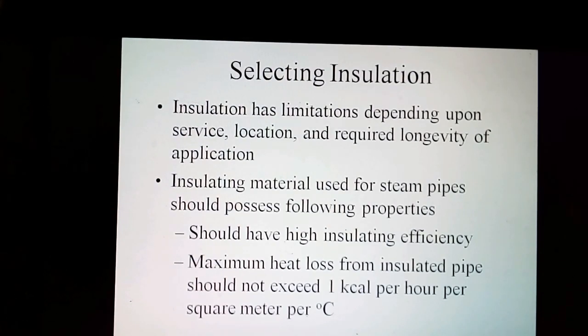Characteristics of insulation. Insulations have different properties and limitations depending upon the service, location, and required longevity of the application. These are taken into account by engineers when considering the insulation needs of an industrial or commercial application. The insulating material used for steam pipes should possess the following properties. It should have high insulating efficiency. The maximum heat loss from an insulated pipe should not exceed 1 kcal per hour per square meter per degree centigrade.